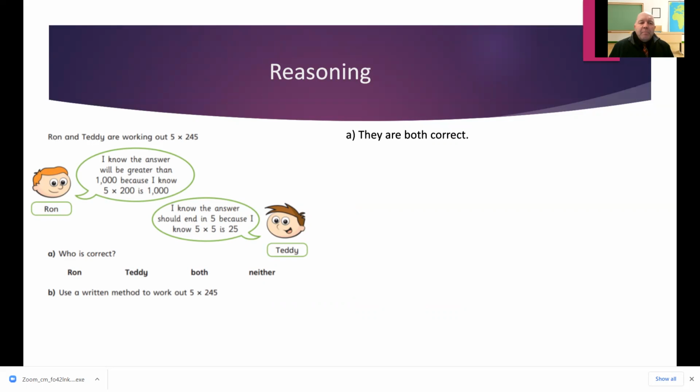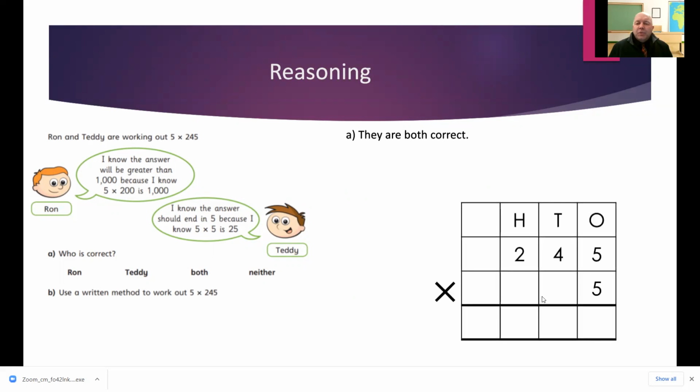Well, there we go. They're both correct. So Ron is correct by saying the answer is going to be bigger than 1,000. And Teddy's correct by saying that the answer is going to end in a 5. So let's work it through. Let me just move myself out of the way. There we go. So there's our question.